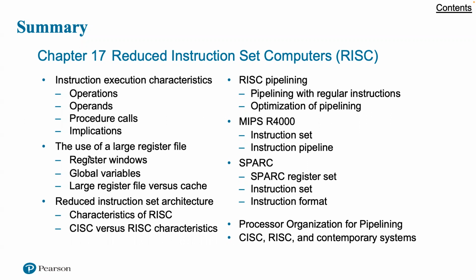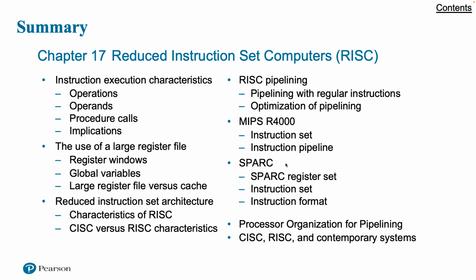We'll be talking about the use of large register files. We'll talk about the reduced instruction set architecture and think about the CISC versus the RISC characteristics. Then we'll get into some specific type of processing and first of all, in general, talking about the RISC pipelining. We'll talk about the MIPS R4000, and we will be using an emulator, a Mars MIPS emulator, for some of our hands-on work that we'll be doing in class. We'll talk about the SPARC architecture.